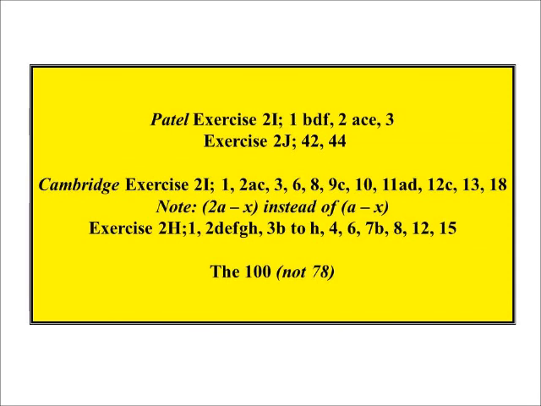So we now have the last couple of exercises in Patel. We have Cambridge. Notice in Cambridge, that a minus x idea, they used 2a minus x instead of a minus x. It's just a constant. I guess they do 2 because of symmetry, so they doubled it for some reason. And then of course, the 100, which is a tradition that goes back a very long way.